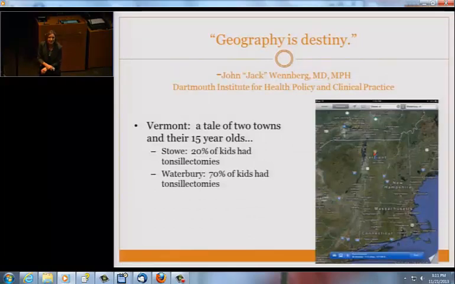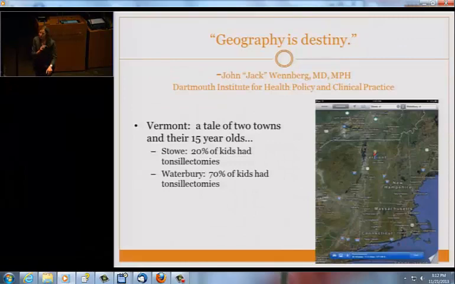Waterbury, someone was getting some type of financial benefit from these tonsillectomies. Okay, potentially. Do you think that the kids in Waterbury were more sick or had more wicked tonsils than the kids in Stowe? Probably not, yeah. 15-year-olds, 15 miles apart were probably pretty similar. And so he felt like, and he wrote a paper in this that was eventually published in Pediatrics, and it was pretty controversial.